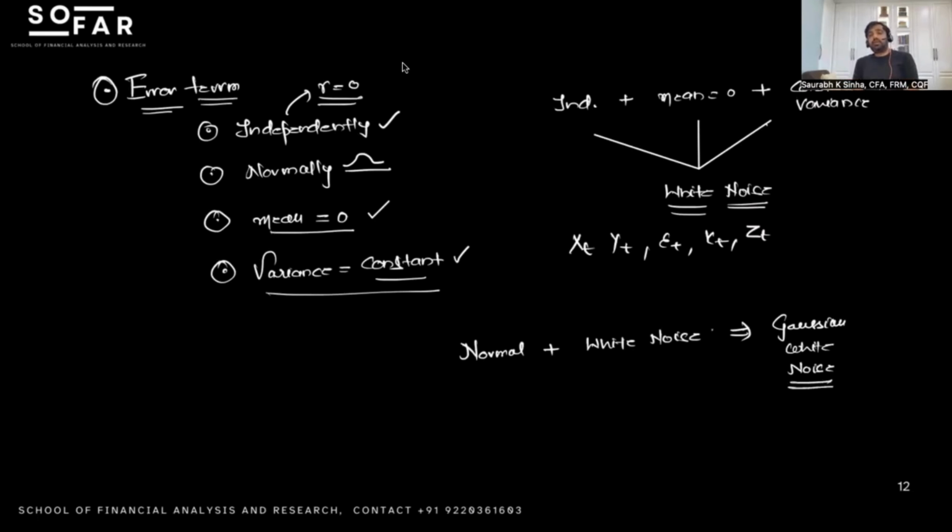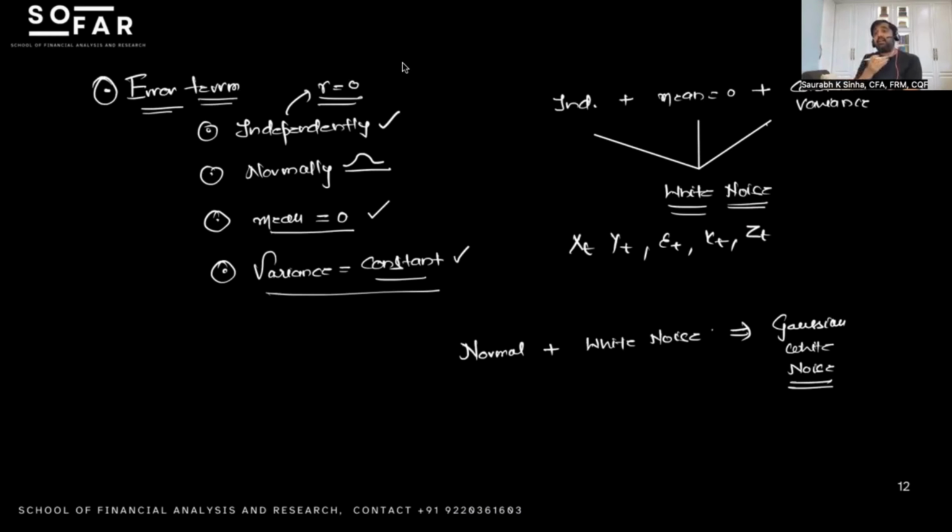Why Gaussian white noise? The reason is Carl Gauss gave the PDF and the CDF that you study now about the normal distribution. So the name of this distribution came from Carl Gauss, and that's why we call the normal distribution a Gaussian distribution. So we call it Gaussian white noise.